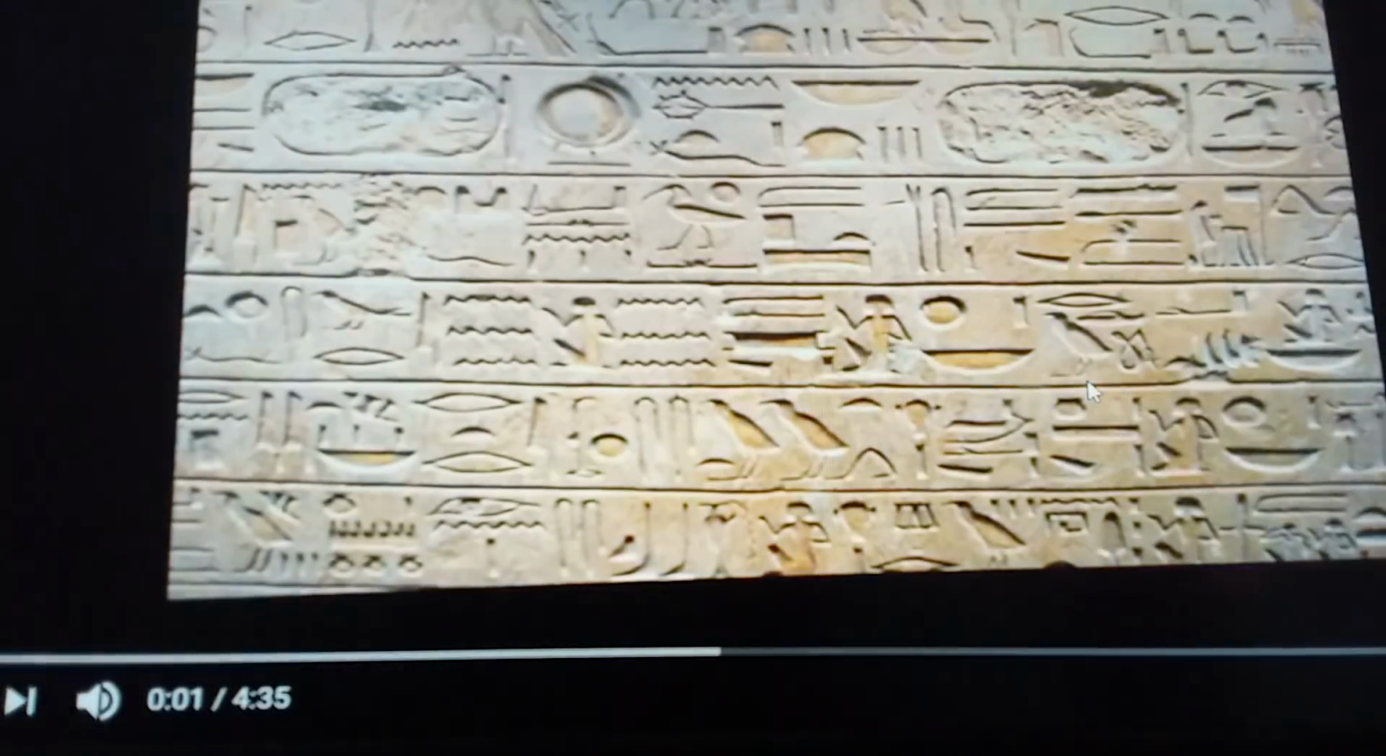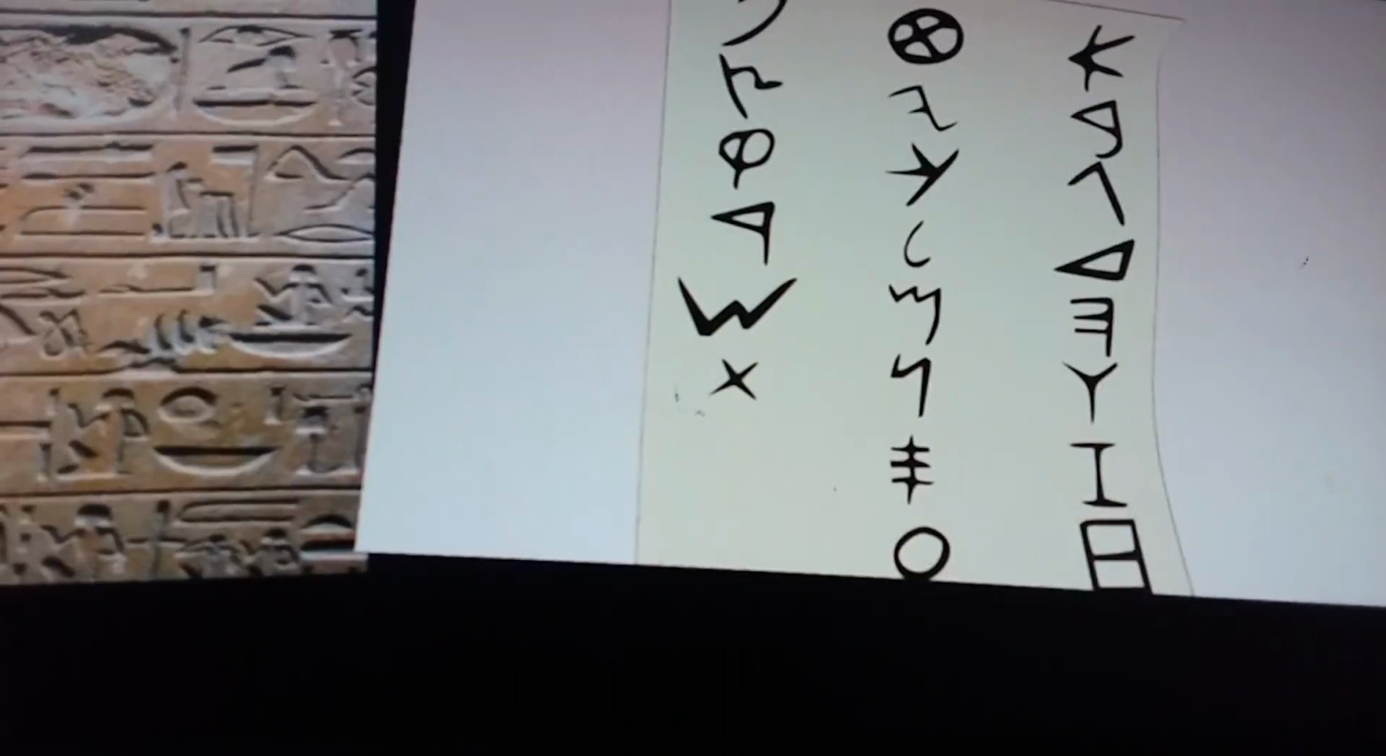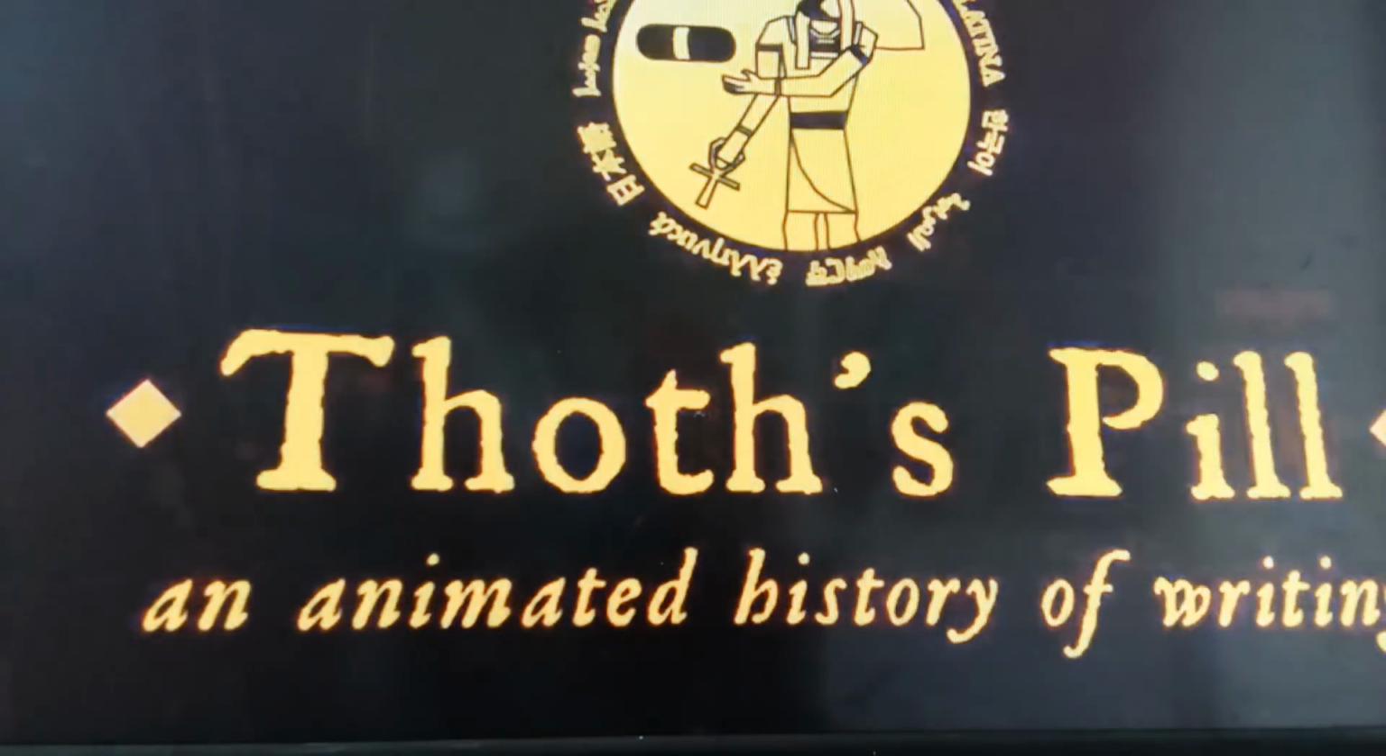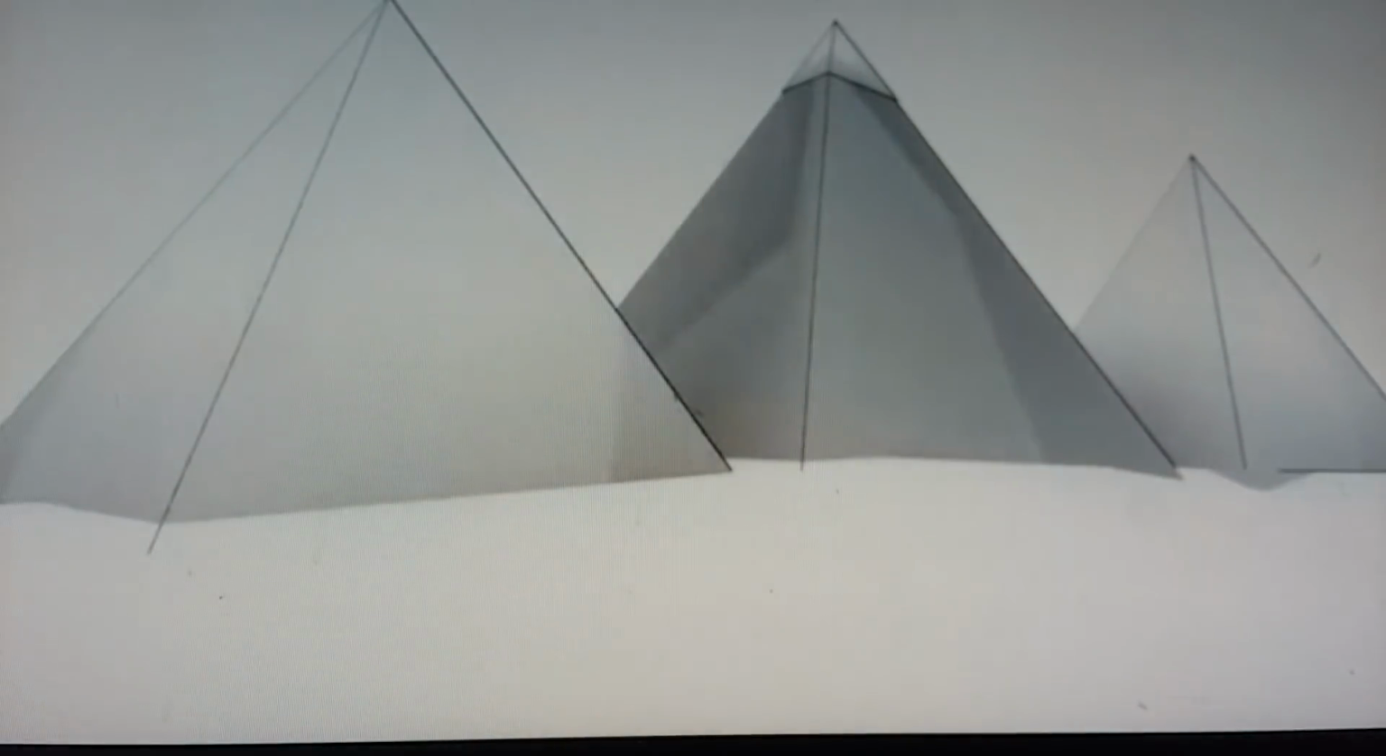How did Egyptian hieroglyphs give birth to the alphabet? Even in these ancient times, Egyptian monuments have been sitting and weathering for thousands of years.